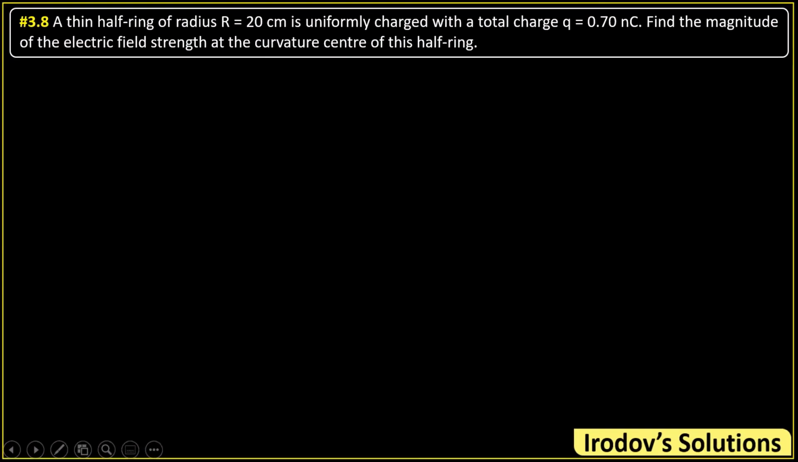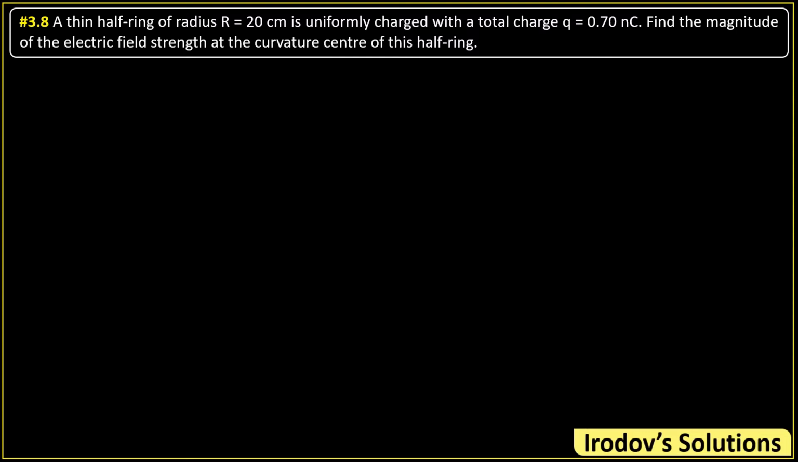Hello, dear students. Let's see this question number 3.8 of IE Irodov. The question states a thin half ring of radius r equal to 20 centimeter is uniformly charged with a total charge q equal to 0.70 nanocoulomb. Find the magnitude of the electric field strength at the curvature center of this half ring. This is a very easy question for those who are preparing for IIT-JEE or other engineering exams.